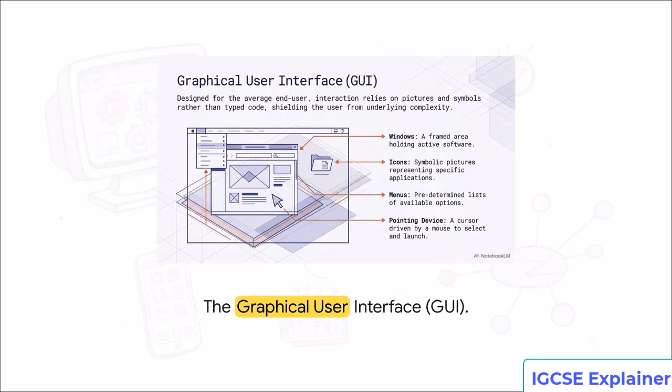To fix that massive accessibility problem, we got the Graphical User Interface, or GUI. This completely shifted the paradigm to what we call the WIMP model: windows, icons, menus, and a pointing device, like your mouse.